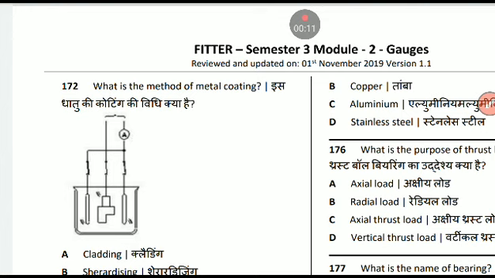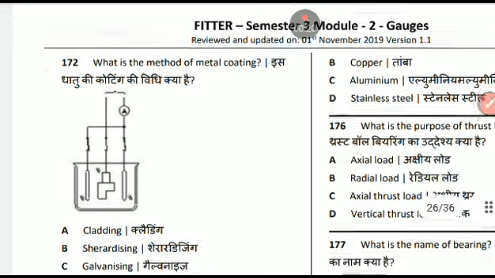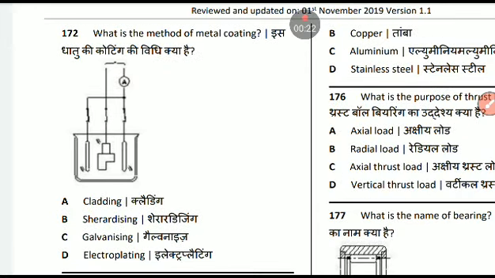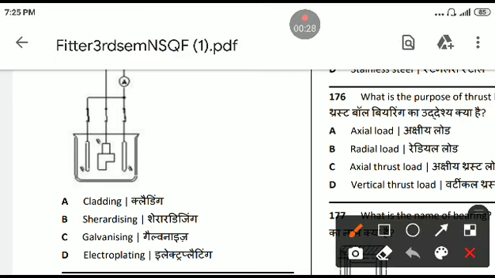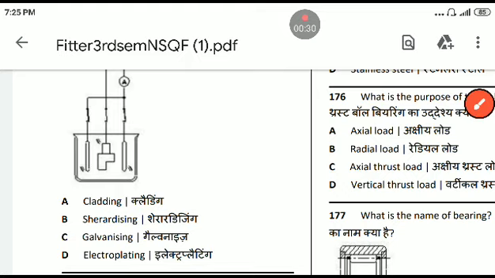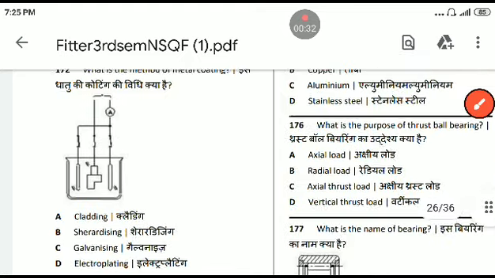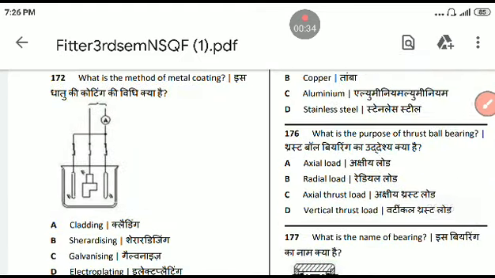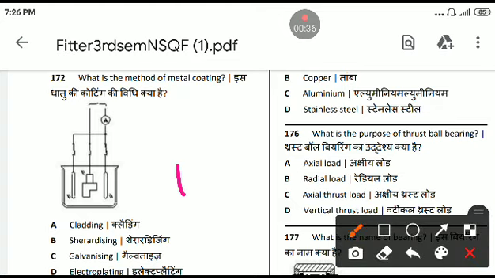Question number 172. What is the method of metal coating? Option A cladding, option B cerodizing, option C galvanizing, option D electroplating. Option D will be the correct answer. Electroplating.